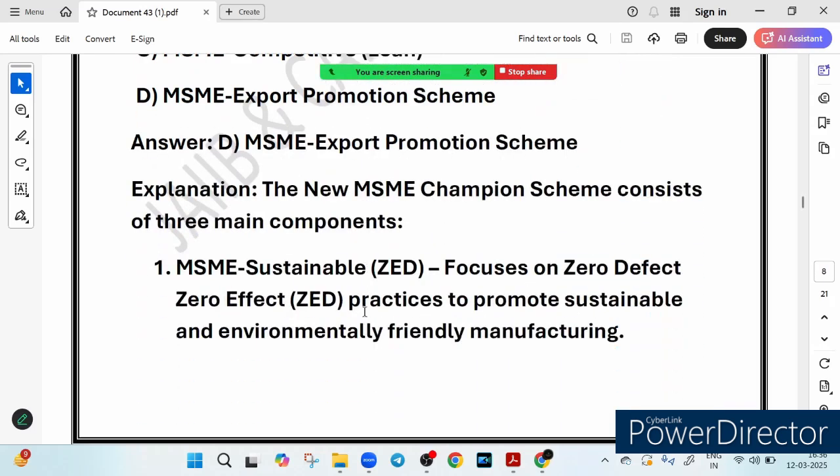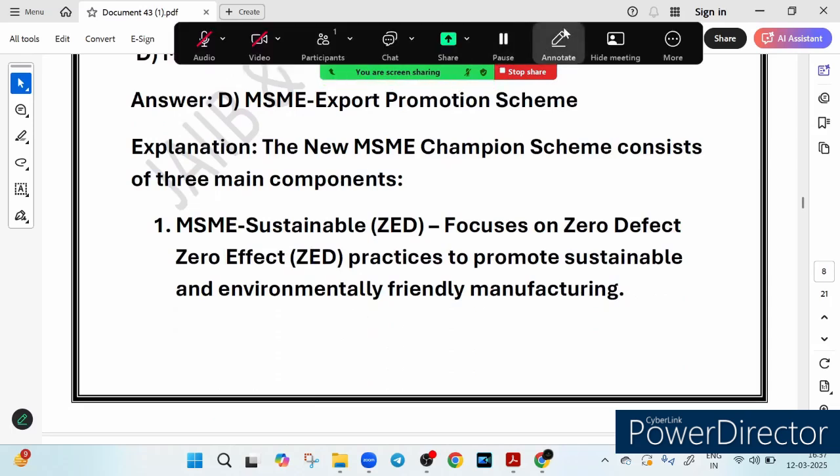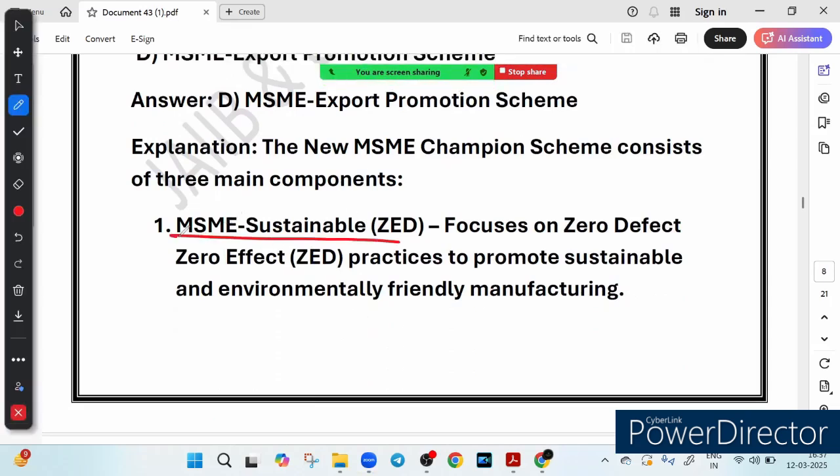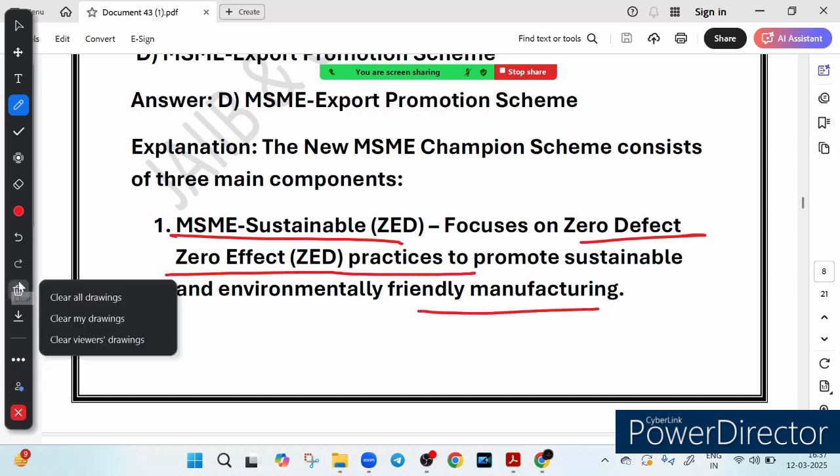So you must remember that this Champion scheme consists of 3 main components. The first component is MSME Sustainable, ZED. What is ZED? Zero defect practices to promote sustainable and environmentally friendly manufacturing. This is called zero defect practice.